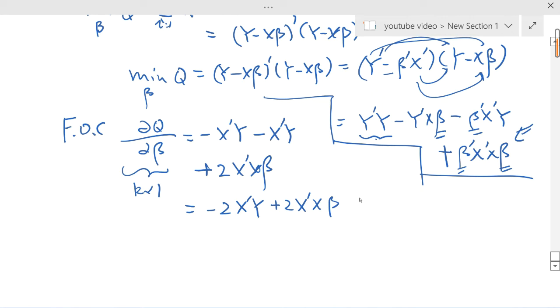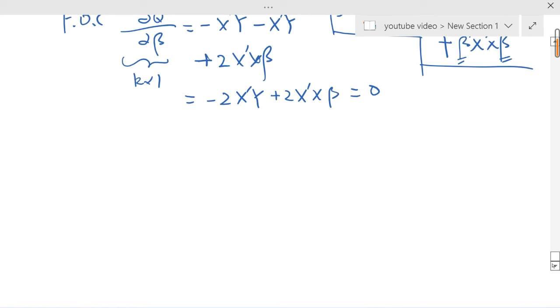Okay, set the first order condition, set the first derivative to 0. And you should know that this is a quadratic form, so the second order conditions are satisfied. I won't check it, but I'll leave you to check it. First order condition implies that x prime x beta is equal to x prime y.